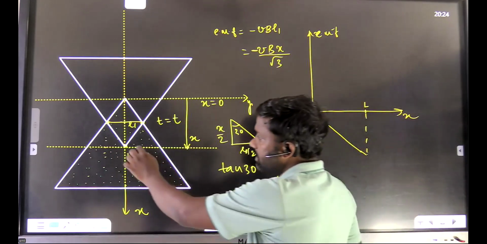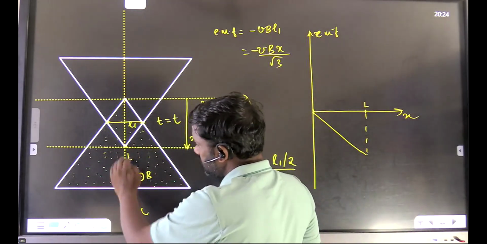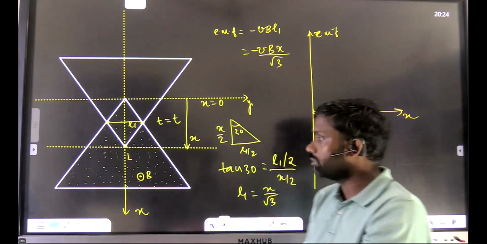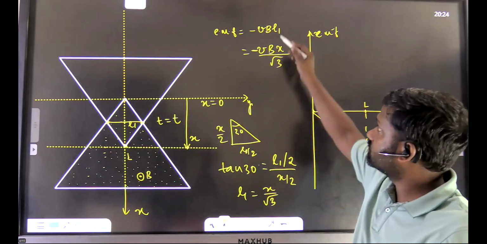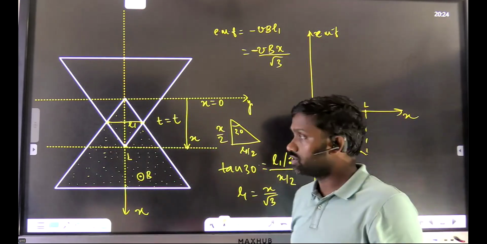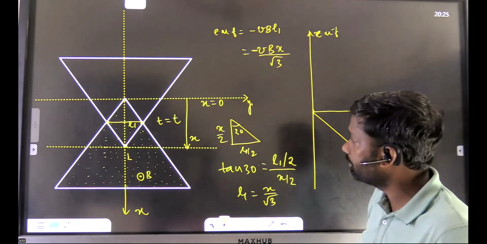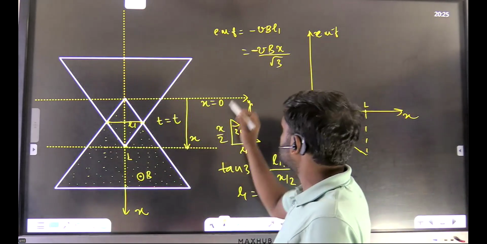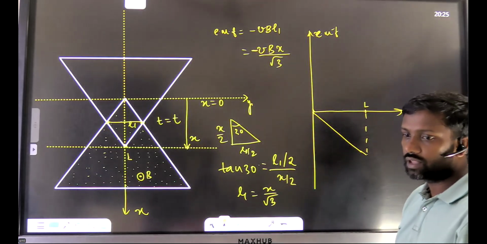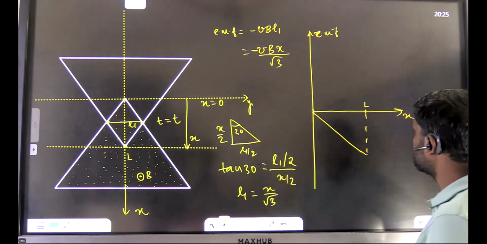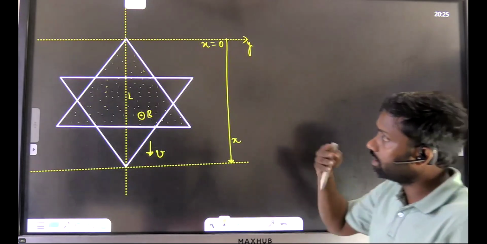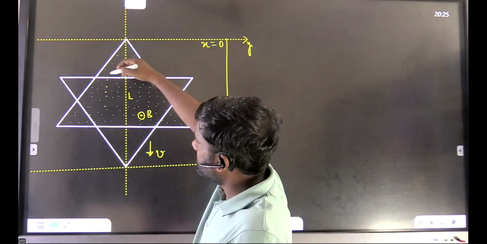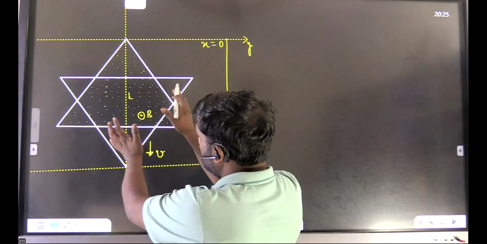But when this vertex comes to this position, it actually starts exiting the magnetic field. So in that case, this formula will not apply. We will have to develop another formula. When it is entering this triangular region, in that case the EMF will be just this. That's the EMF. So now let's consider another case, when it starts exiting the magnetic field region. So here I am showing.